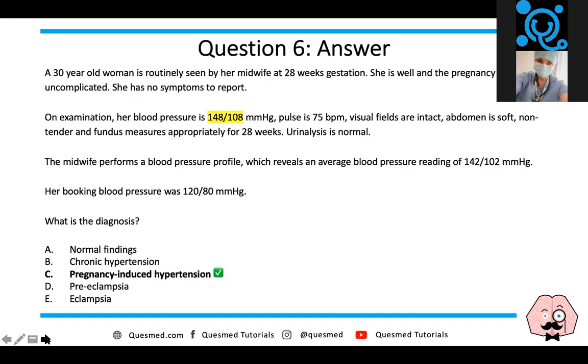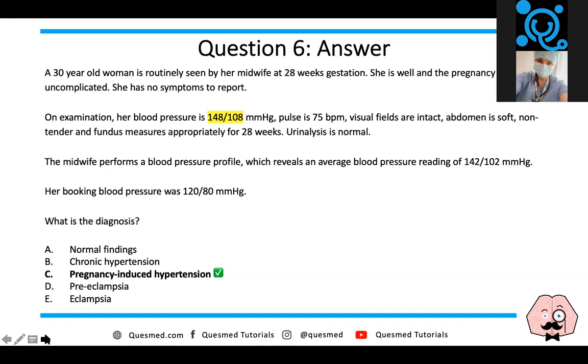So checking back with the question here, we've got a woman who's well, but she's got elevated blood pressure. So what's the diagnosis? Well, it's certainly not normal, as it's over that threshold of 140 over 90. There's no mention of her having hypertension prior to pregnancy, so I don't think it's chronic hypertension. Is it pregnancy induced? Well, it's elevated, but everything else is normal. There's no evidence of proteinuria and there's no symptoms. So the correct answer here is pregnancy induced hypertension.